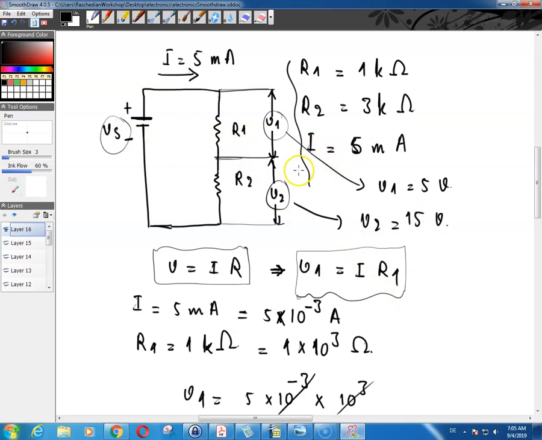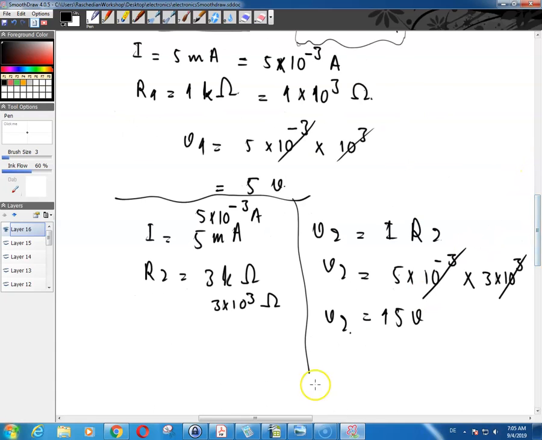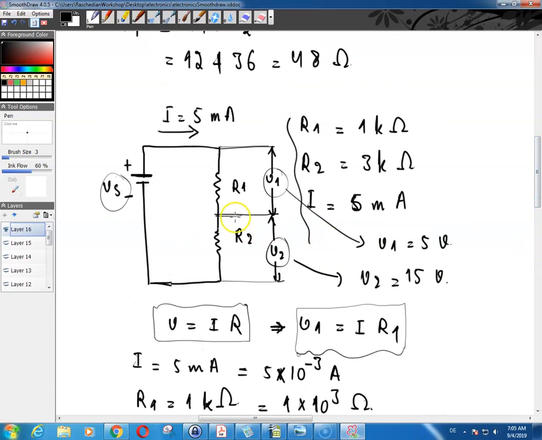Now, you wanted to calculate V of S. Since it's a series circuit, you can say that V of S is equal to V1 plus V2. And so V of S is equal to 5 plus 15, which is equal to 20 volts. So the power supply voltage is 20 volts. 5 volts is dropped across this resistor, 15 volts is dropped across this resistor.